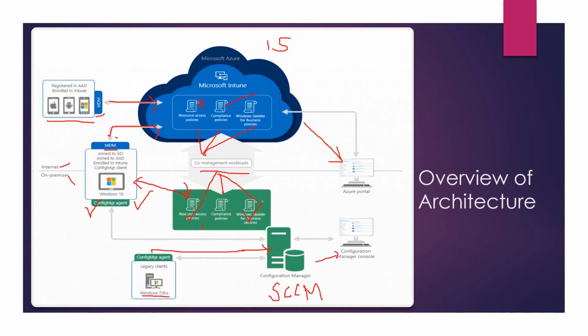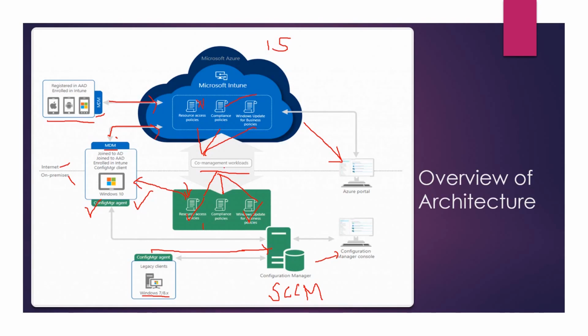And then, depending upon its compliance state, conditional access policy is going to judge the device and see if the device is compliant. It will have access to the office resources or the cloud resources. If the device is not compliant, it will not have access.